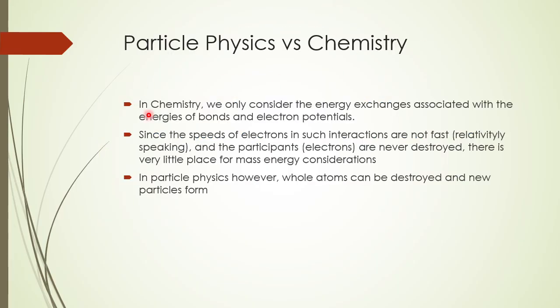In chemistry, right, we only consider energy changes associated with bonds and electron potentials. So now we're talking about particle physics already. You can see that relativity starts with objects moving with certain speed, right? But now we have to consider the energy of subatomic particles. Now, speeds of electrons are not very fast, relatively speaking. Electrons, of course, are very, very fast, but nowhere near the speed of light. And the participants, the electrons, are never destroyed. So even in chemistry, there's not much mass energy consideration.